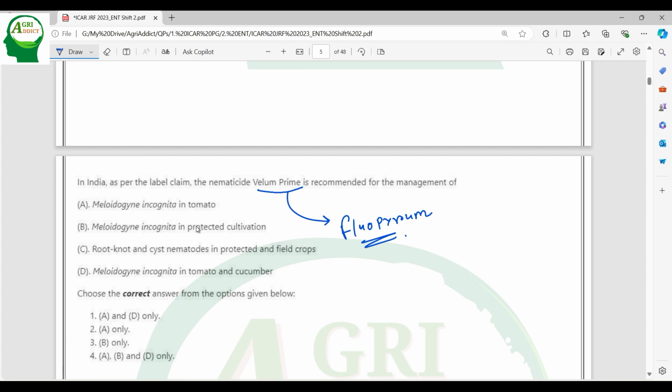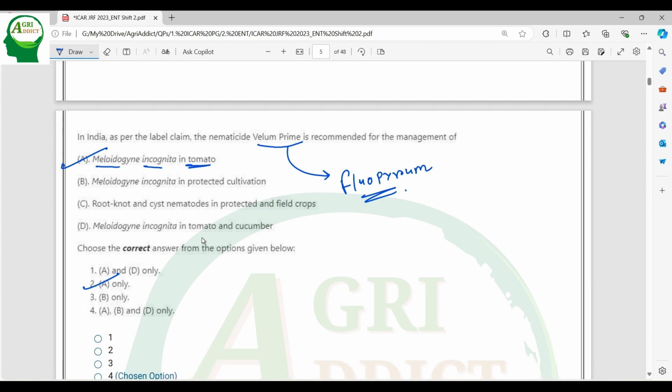It is mainly recommended for the management of root knot nematode, Meloidogyne incognita, in the tomato plant. Okay, and it is not recommended for Meloidogyne incognita in greenhouse or protected cultivation, or cyst nematodes in protected and field, or incognita in tomato and cucumber. Mainly it is used for controlling Meloidogyne incognita in tomato as per the label claim. Okay, this is the crux of the question, as per the label claim.